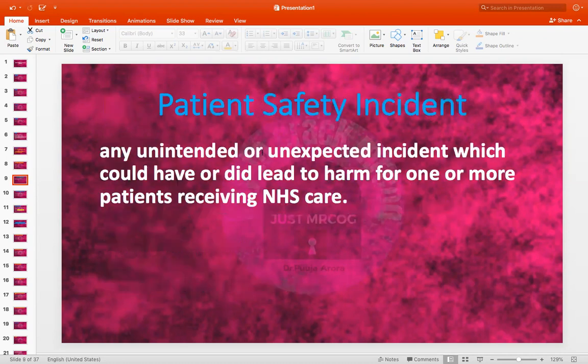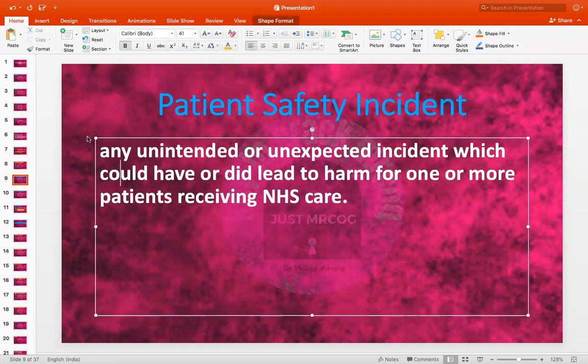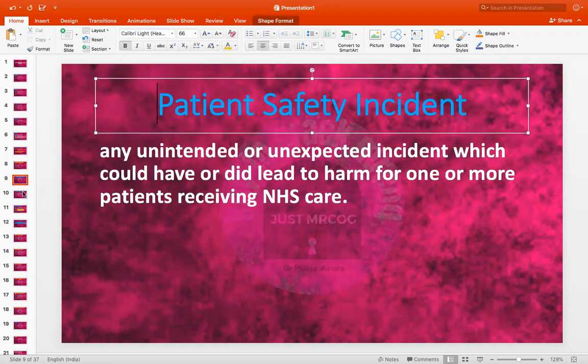What is a patient safety incident? By chance, if your junior asks, what is a patient safety incident, then you should know: any unintended or unexpected incident which could have or did lead to harm for one or more patients receiving NHS care. These are the questions your junior may ask to understand how to fill a Datix form, because something has happened under their care. They have been asked by their educational supervisor to file an incident report, because it is a basic rule: even if the patient doesn't ask for this, you are supposed to do it.